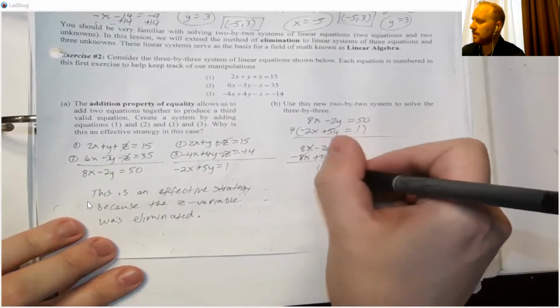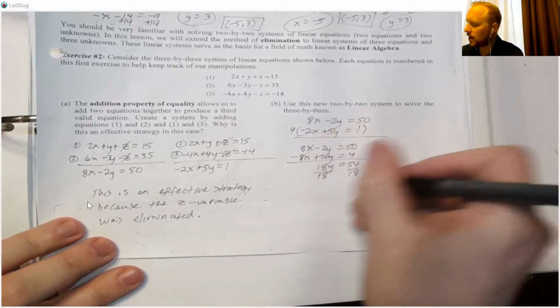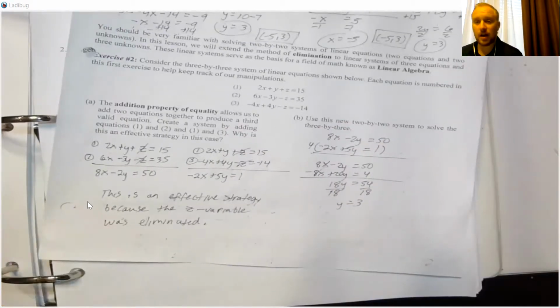I'm going to do the opposite of multiplying by 18. I'm going to divide by 18. So I got y is equal to 3. So I found my y value. Now I got to find the x.